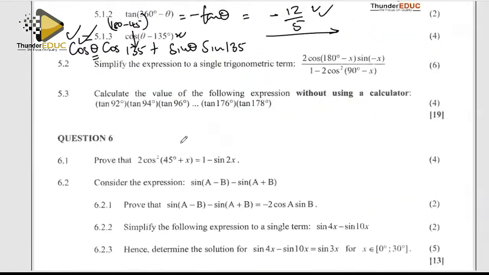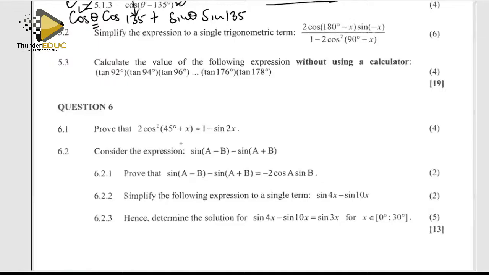Then 5.3. They want us to calculate the value of the following expression without necessarily using a calculator. When you look at this pattern, I'm going to look at the first and then the last. So what is 92 plus 178? This is 178 and then 92. So 178 plus 92, we have 270.